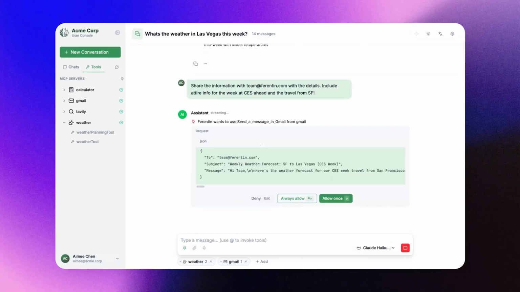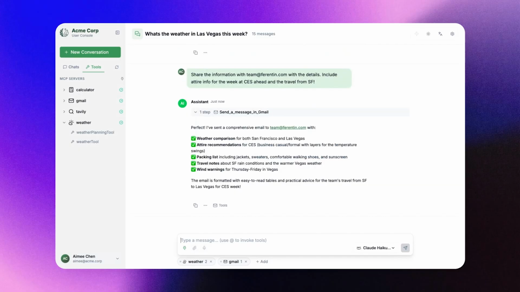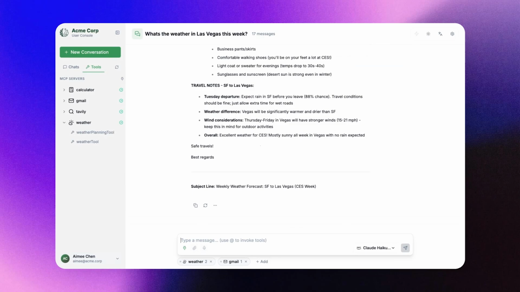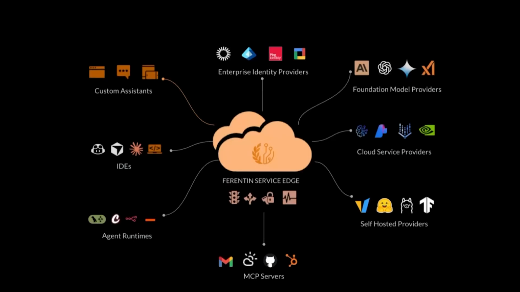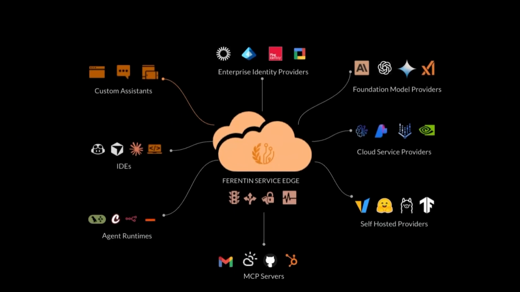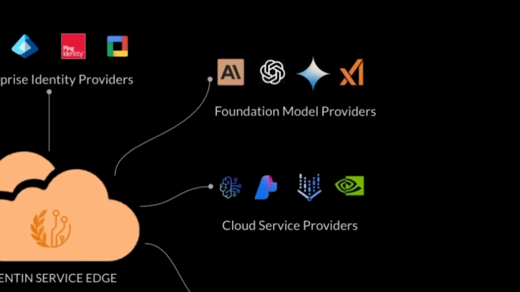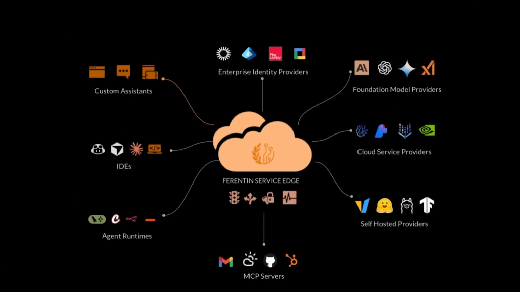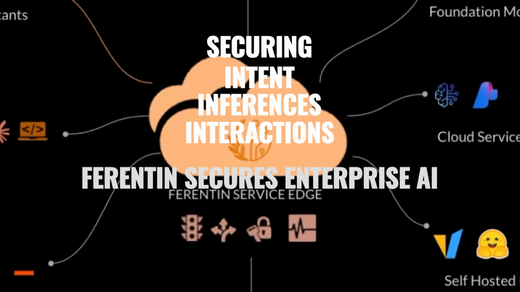The Gmail tool handles sending the email to the team. I can also preview the email body that was sent without needing to check my email separately. And there it is. In this brief demonstration, I illustrated how workforce users are initially authenticated to identity providers. Once authenticated, they're able to use approved large language models and interact securely with sanctioned applications and data via AI clients. Ferentin is securing intent, inferences, and interactions all throughout.